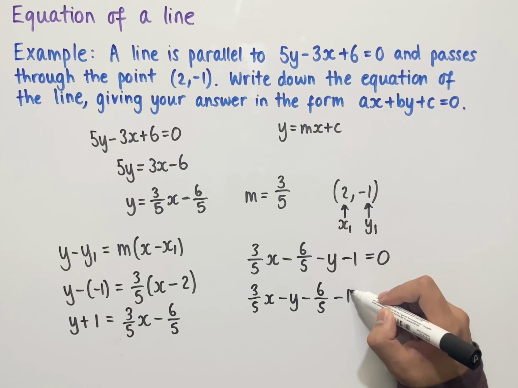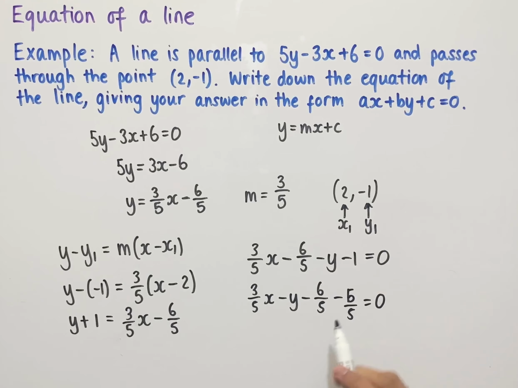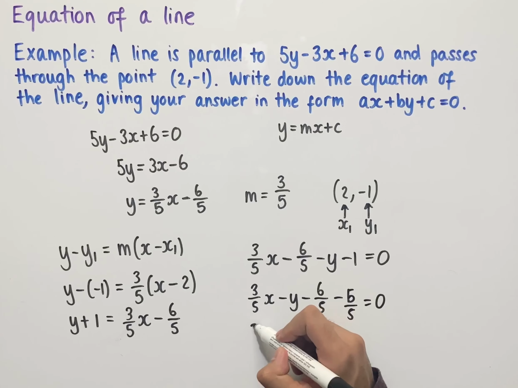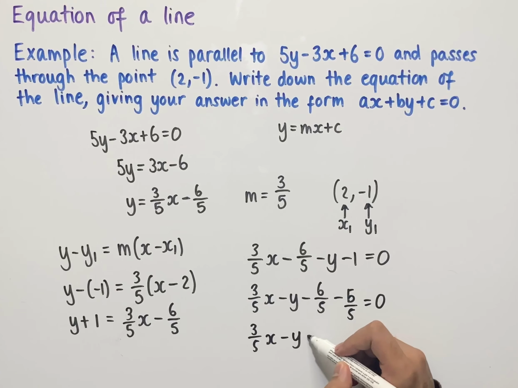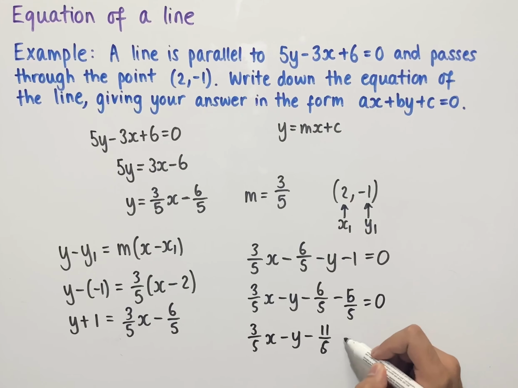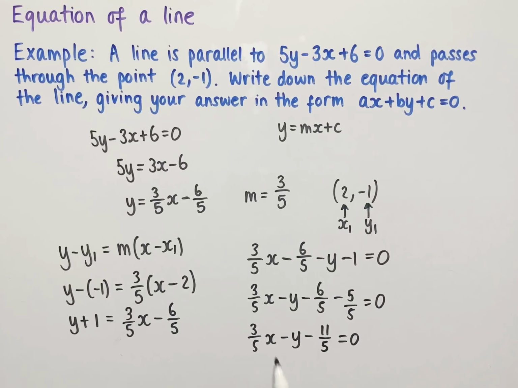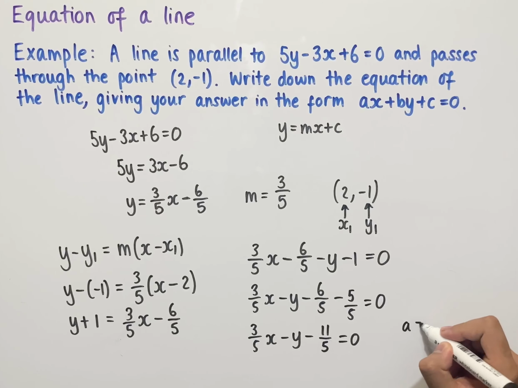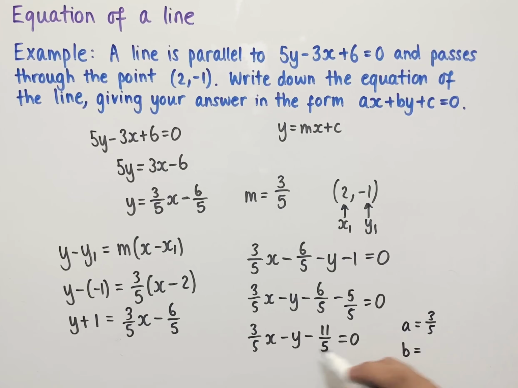Now minus 1 can be written as minus 5 over 5. And so taking away these two fractions, we end up with 3 over 5 x minus y minus 11 over 5, which equals 0. And so we've written the equation of the line in the form ax plus by plus c equals 0, where a is equal to 3 over 5, b is equal to minus 1, and c is equal to minus 11 over 5.